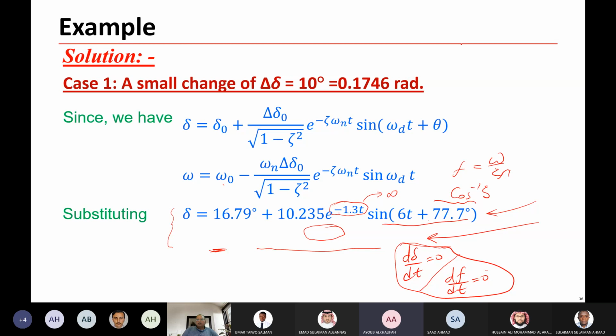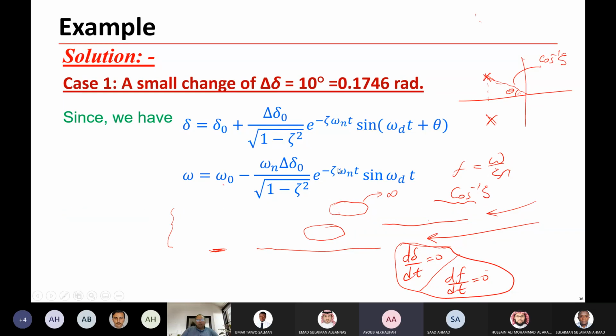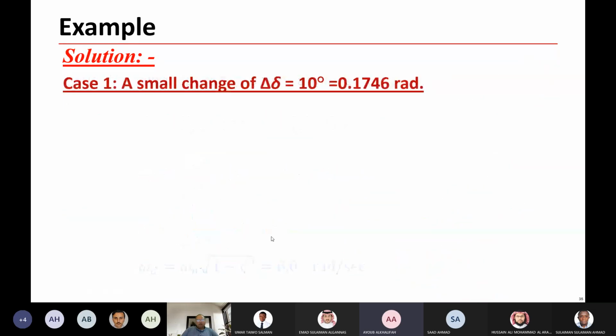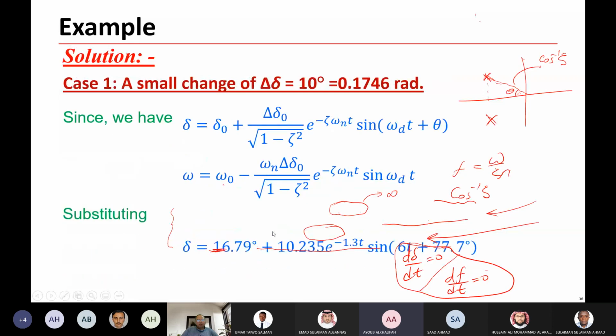what you have here for the roots of the characteristic equation. This is one root of the characteristic equation, and this is the second root. So this is the angle theta. Angle theta is cosine inverse zeta, and we calculated zeta as 0.2 here. This is zeta.